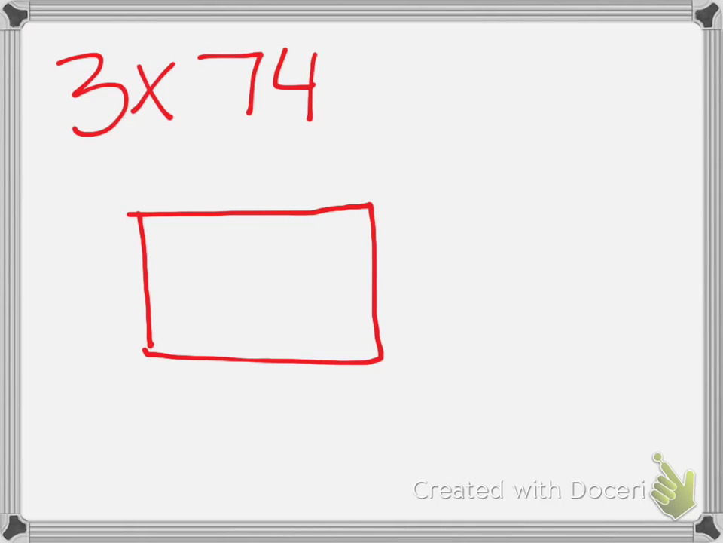I would ask the kids, what is a 7 worth? And they would all say 70. And then I draw a line. Then what is a 4 worth? It's worth 4. And then we're going to multiply that times our 3.